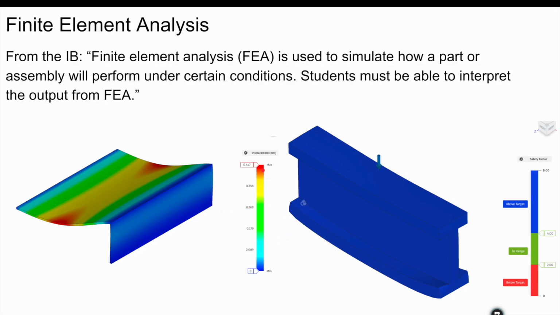We'll see they're called heat maps, where the most problematic area is going to be in red and the least will be in blue. You also have the numeric scale, which will help you identify some of the displacements, in this case, in millimeters. Safety factors are another example of a condition that you can have in finite element analysis. And of course, you can see that in this case, we're above the target. So this is a safe beam.